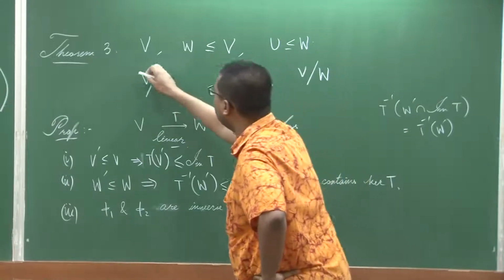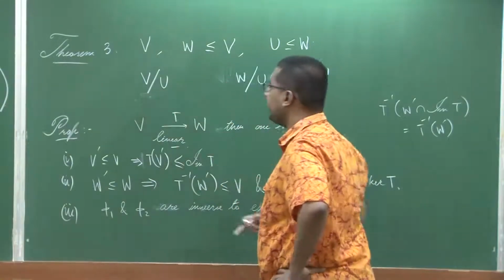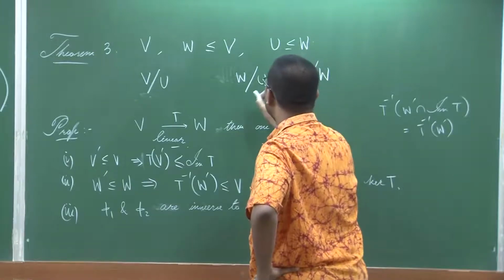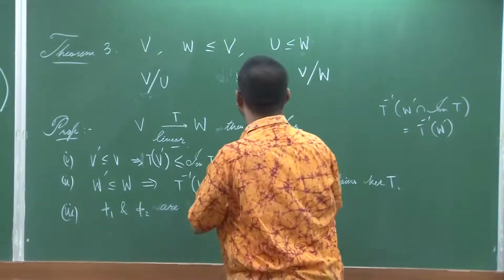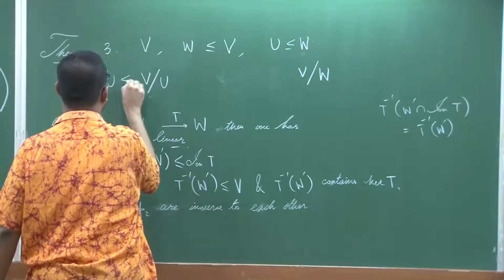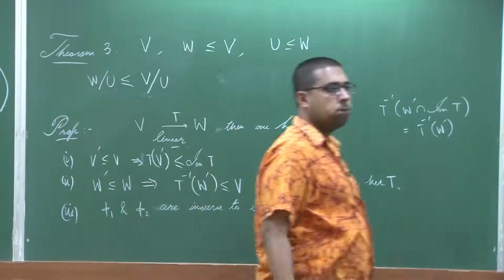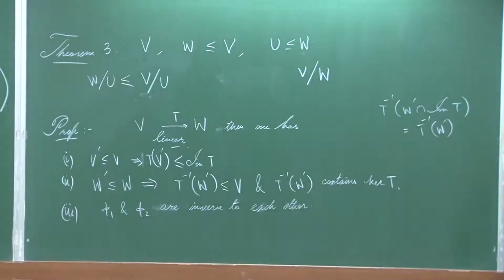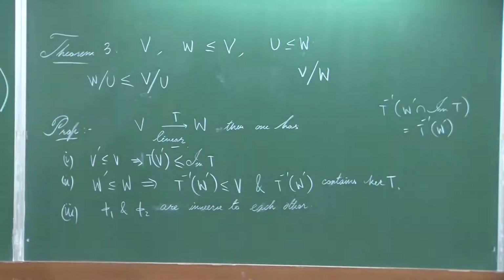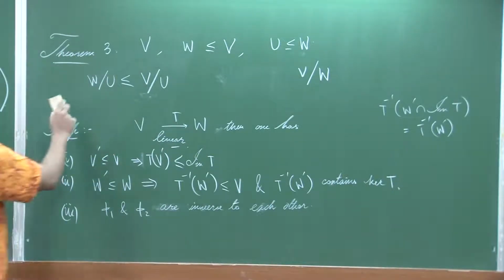V mod U is a vector space, and since U is contained inside W, we have W mod U a subspace of V mod U, right? Okay, V mod U, and we have V mod W. So, since this is a subspace of V mod U, then we can talk about the quotient, right?